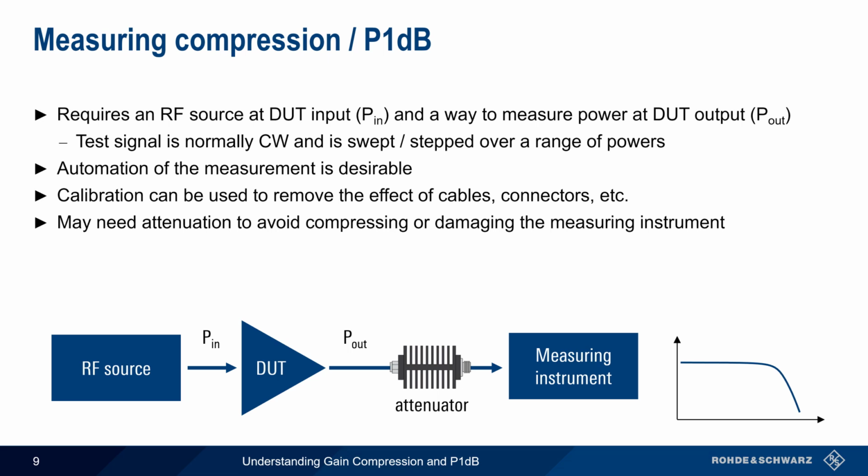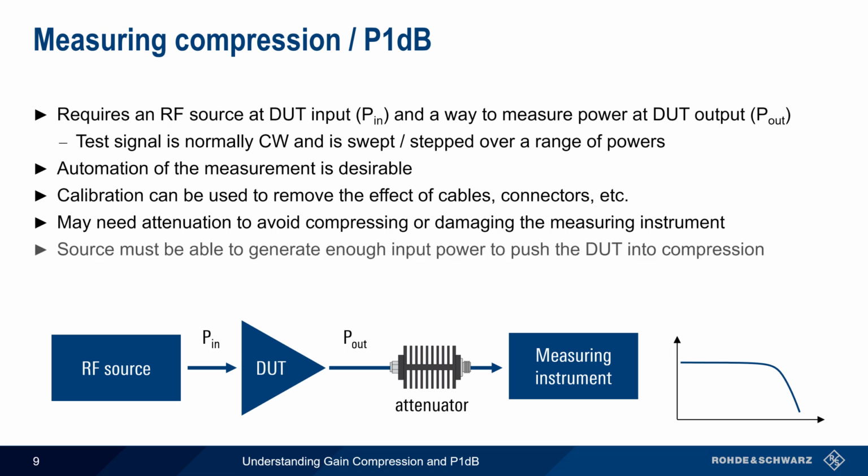This attenuator both helps to avoid creating compression in the measuring instrument and helps prevent the measuring instrument from being damaged or destroyed. And finally, if the DUT source doesn't natively have enough output power to push the DUT into compression, a preamplifier might be needed at the DUT input. But care should be taken to ensure that any amplifier added to the test setup is operated well below its own compression point.